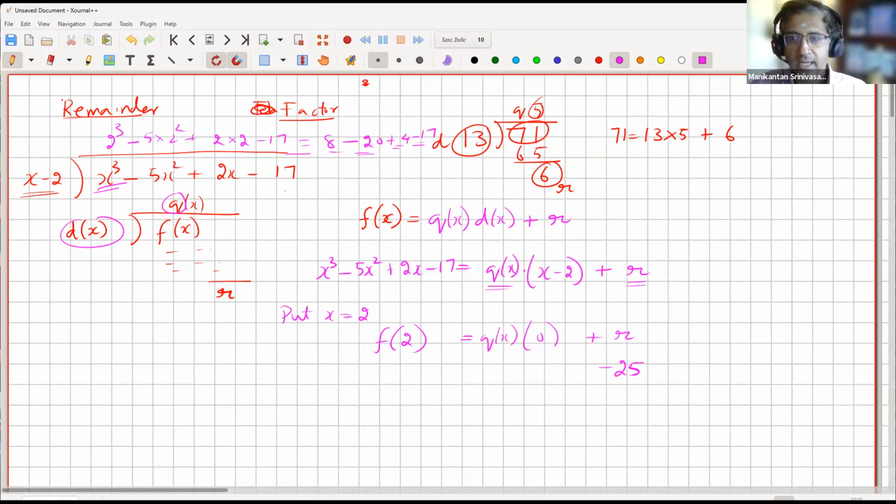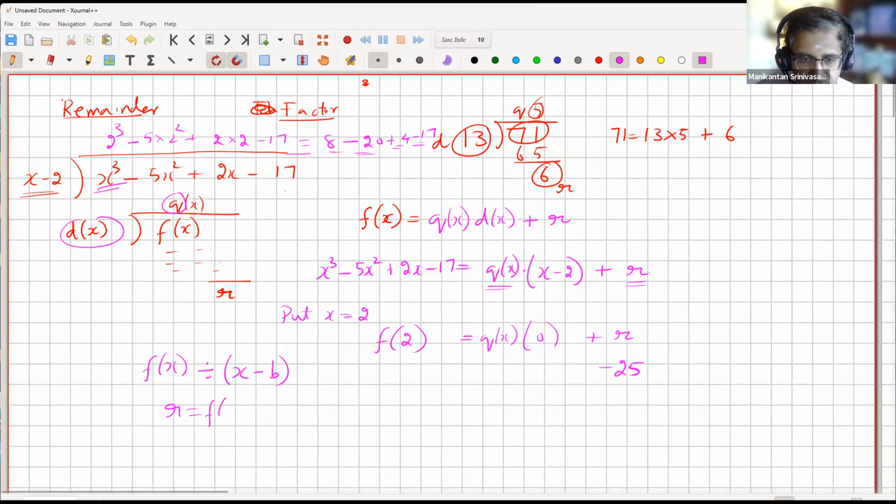So to summarize, if I divide f of x by the divisor, in this case x minus b, where b is a number like 2, or b could be negative as well. For example, if you divide by x plus 3, then b is minus 3. It's x minus minus 3. So that adjustment you can do between positive and negative. Then the remainder is nothing but f of b. That's what the remainder theorem is telling us.